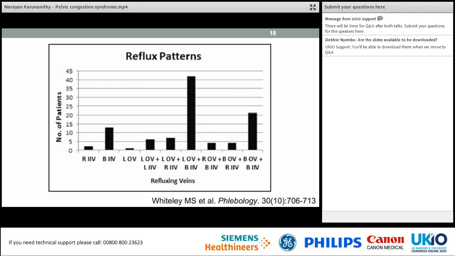And this has an implication in terms of treatment, that when you look for these refluxing veins, it's really important to look for both ovarian vein reflux and also evidence of internal iliac vein reflux.